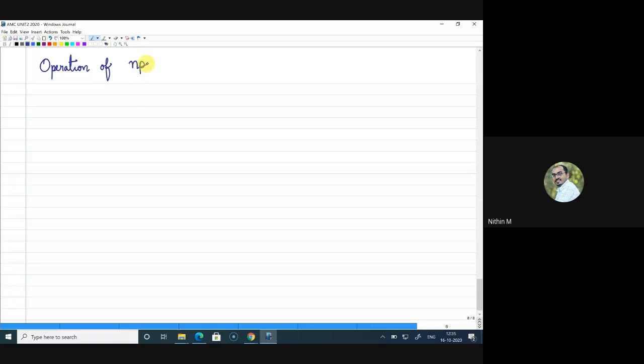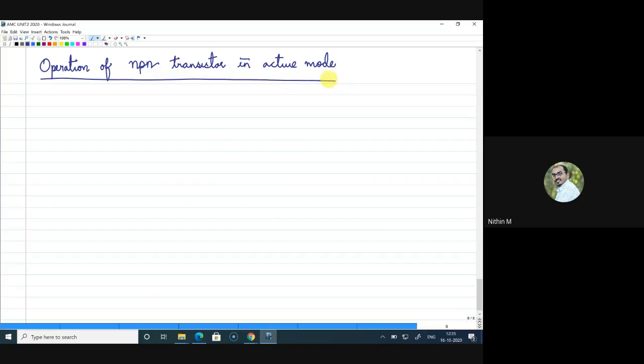Let me take an NPN transistor as an example. So, operation of an NPN transistor in active mode, right? Since we are familiar with the structure, I'll just draw the structure, which has three regions.